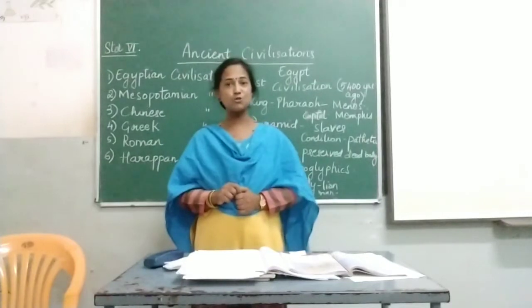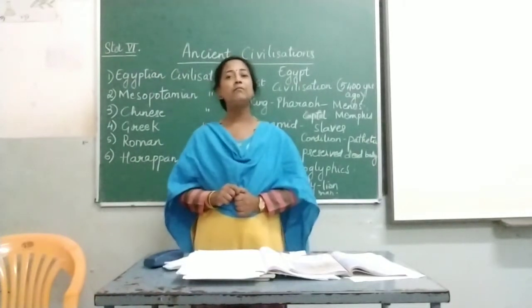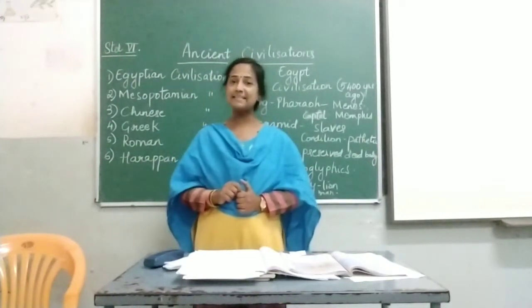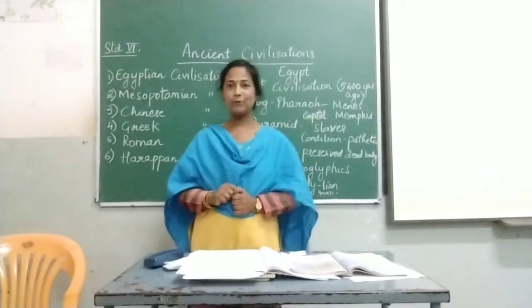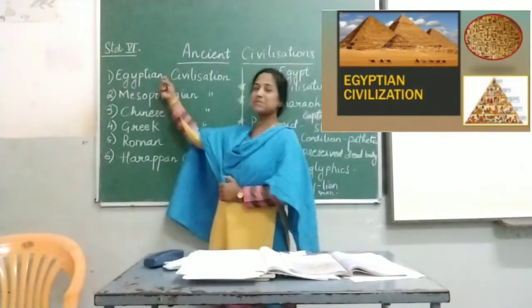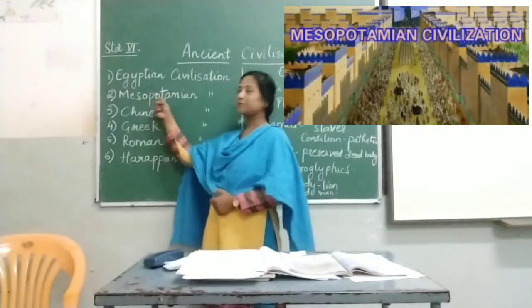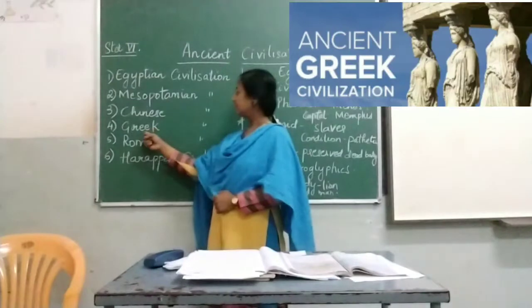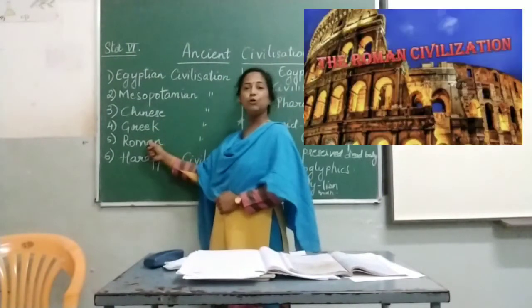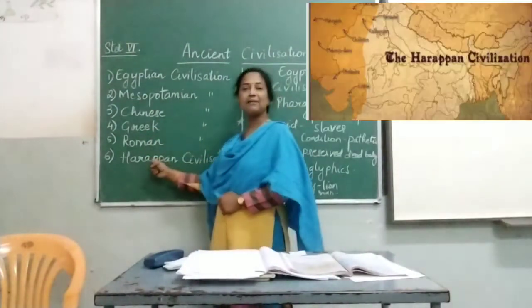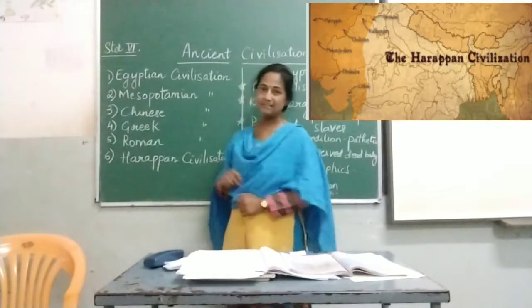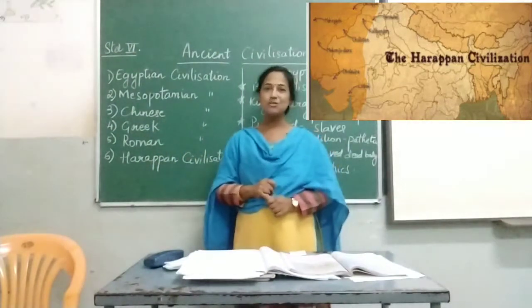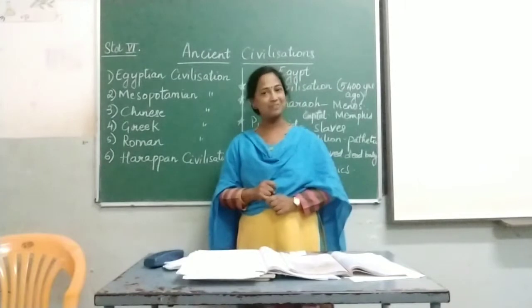About which civilizations are you going to study? You are going to study about 6 civilizations. Okay? They are the Egyptian civilization, Mesopotamian civilization, Chinese civilization, Greek civilization, Roman civilization, and finally Harappan civilization. Okay, so shall we begin with the chapter?